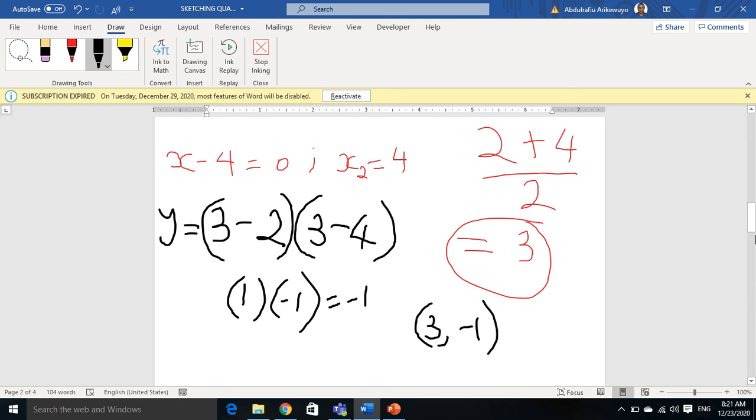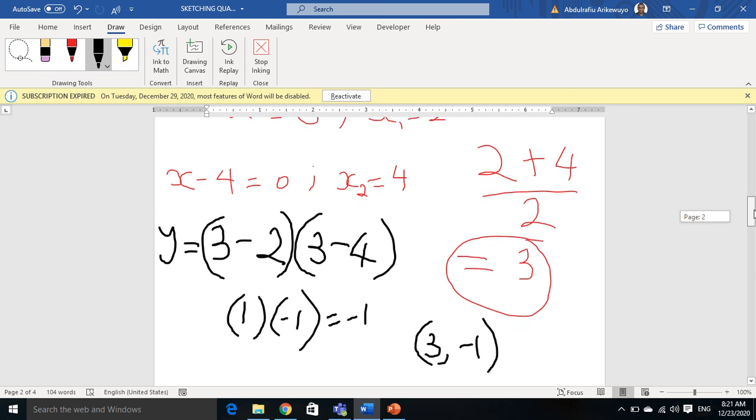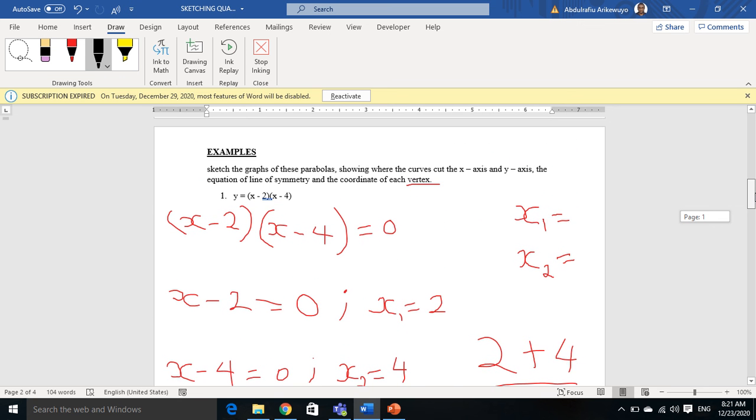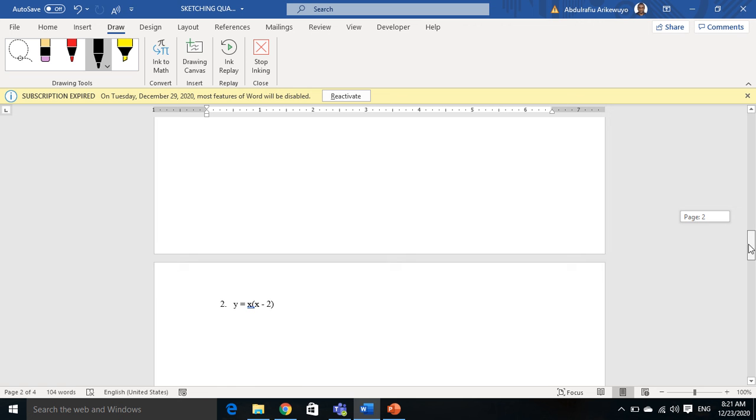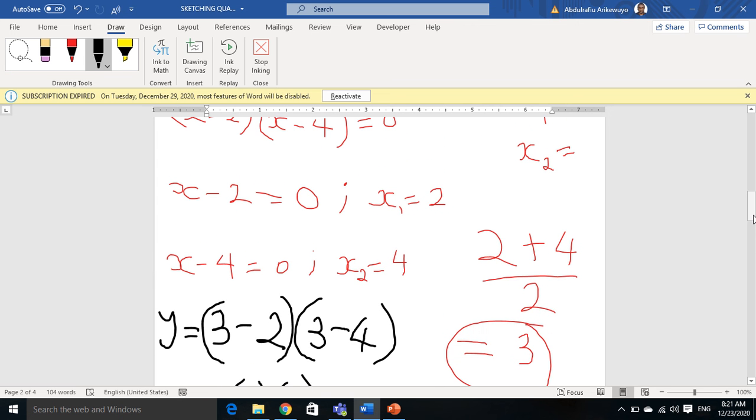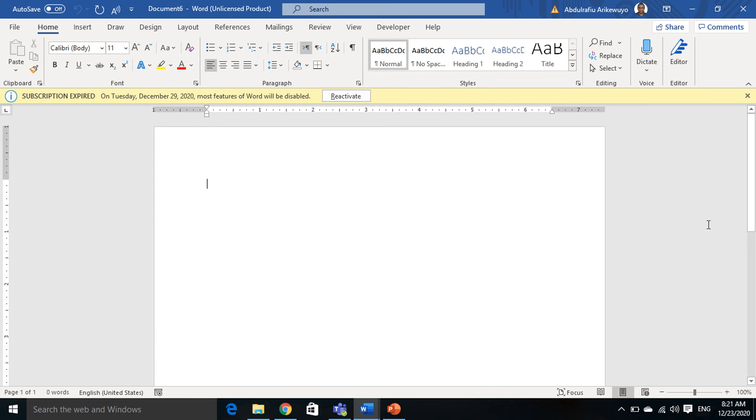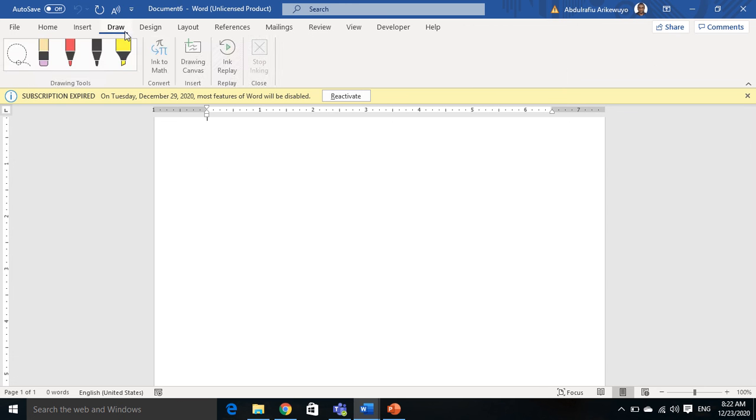Can you see now? So this is our vertex. So now the next thing we are going to do is to sketch the graph. Right? We'll sketch the graph. So let me go to a new page. Okay, good. So for us to draw a graph, we need the x and y axis. So that's what we'll do now.